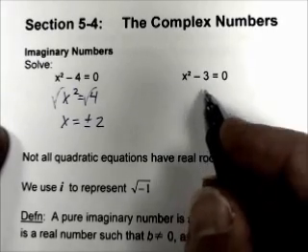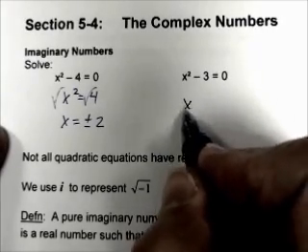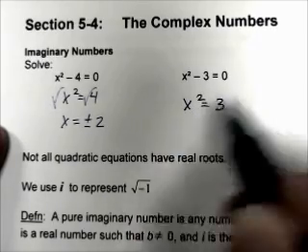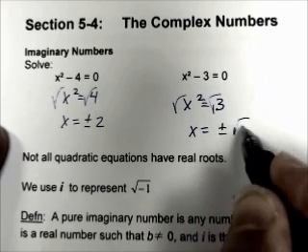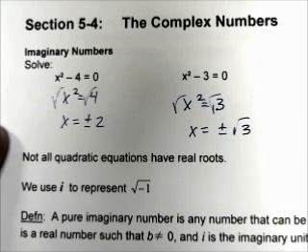The next one, x squared minus 3 equals 0. Add 3 to both sides, x squared equals 3. Square root both sides, x equals plus or minus the square root of 3. Two real but irrational and unequal roots.